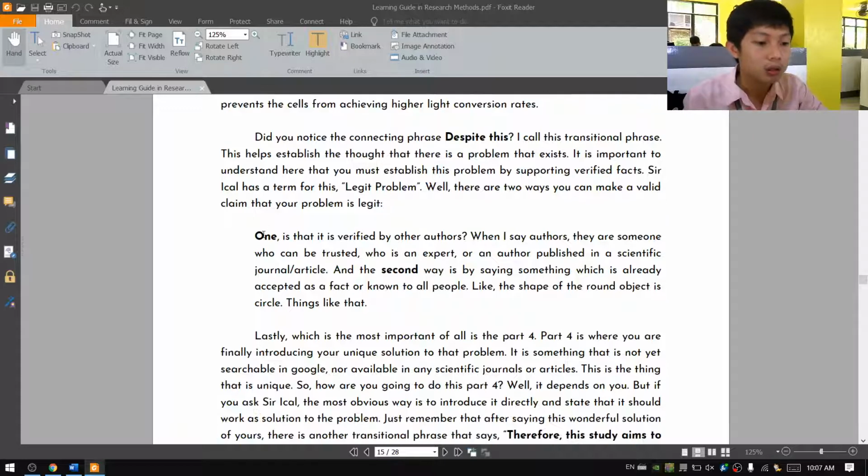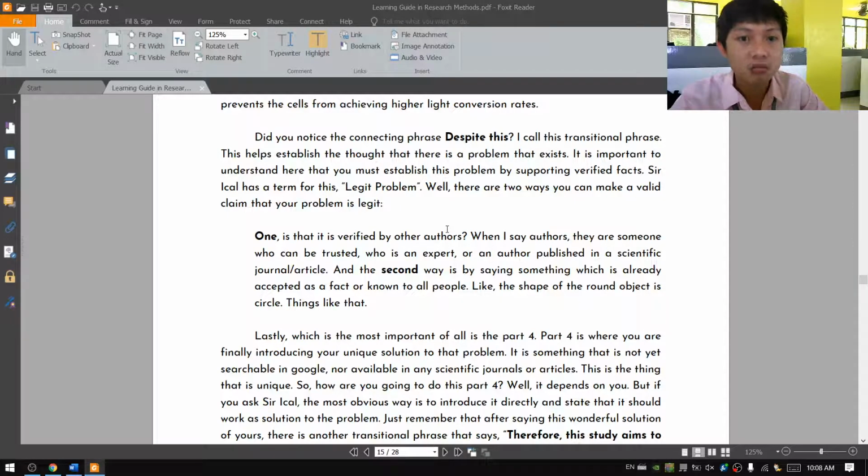So how can you do that? Number one is using verified statements by authors. When I say this, it means that you found a research article that says this is the problem. So you paraphrase it, and then you cite it. That's one way. The second way is saying something which is already accepted as a fact by known people. Like for example, however, the shape of the earth is round.